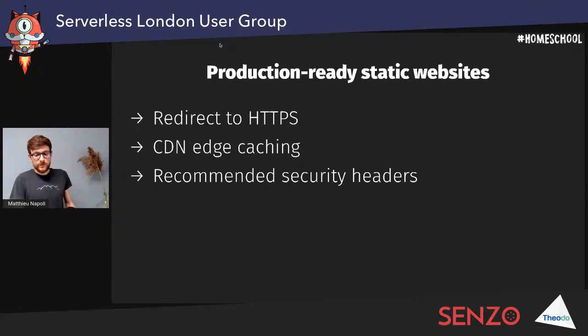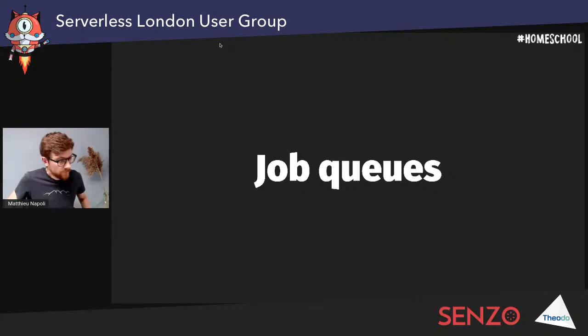Now, the final example I have is about job queues. Job queues, message queues, however you want to name it, it's the famous SQS plus Lambda combination. If you've deployed SQS plus Lambda, especially using the Serverless Framework, you know it's not that complex, but getting it right for production is really another business.